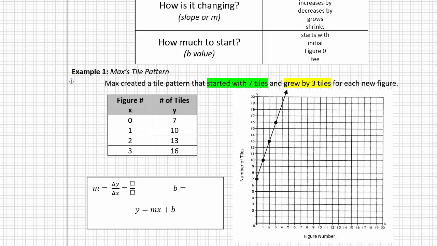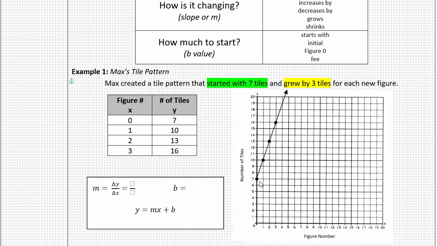Okay, how'd you do? So what I've done here to build my graph is I have figure number on the x-axis, number of tiles on the y-axis. It matches how I have it set up in the table, and I plotted these points: 0, 7; 1, 10; 2, 13 to create the graph representation of Max's tile pattern.